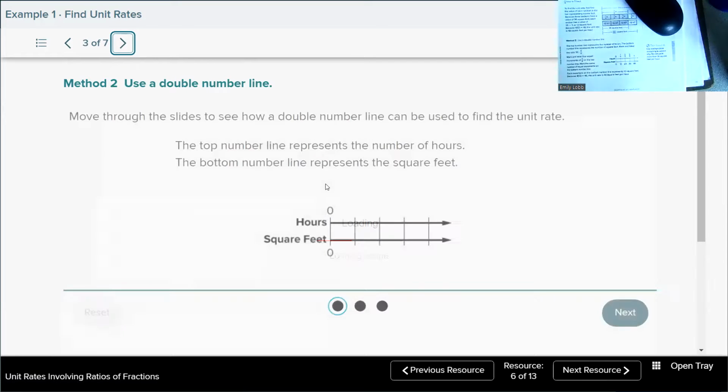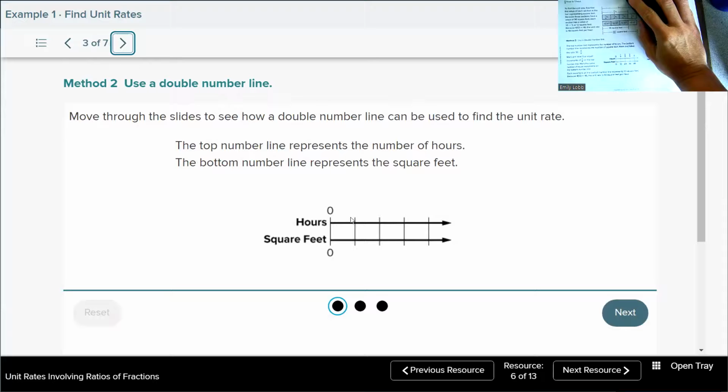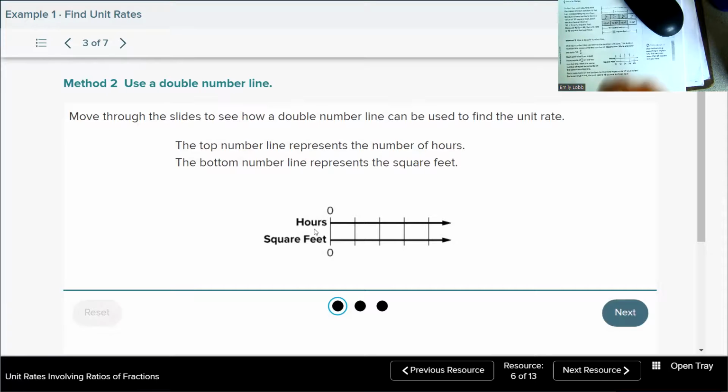We can use a double number line. So what would we put as this top number here? So they want us to move through the slides to see how a double number line can be used to find the unit rate. So the top number represents the number of hours. The bottom number represents the square feet. Do you see that?